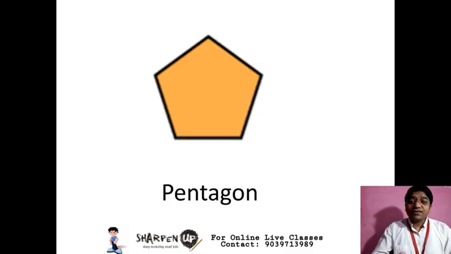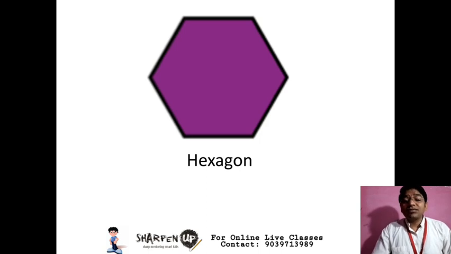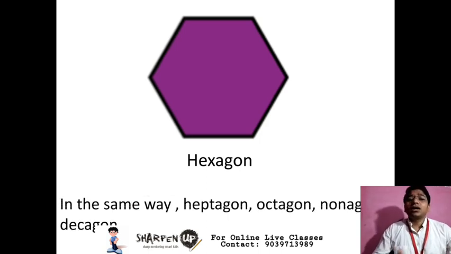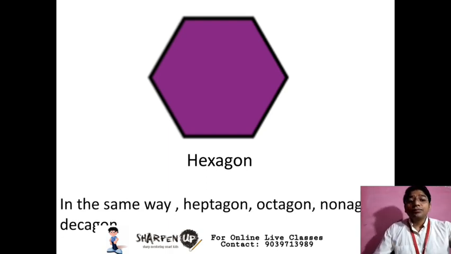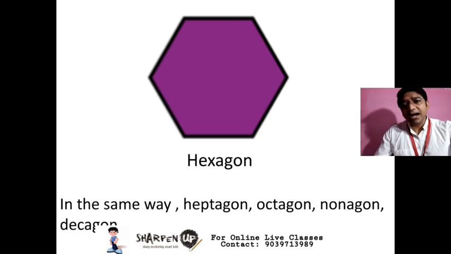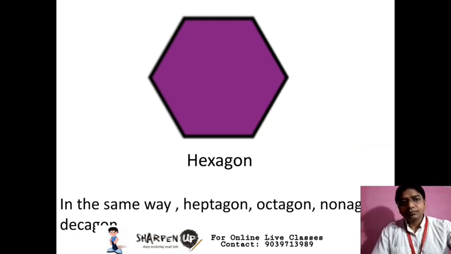If a polygon has 5 sides, then it is called a pentagon. If it has 6 sides, then we call it a hexagon. In the same way, if it has 7 sides, then we call it a heptagon, 8 sides octagon, 9 sides nonagon, 10 sides decagon, and so on.